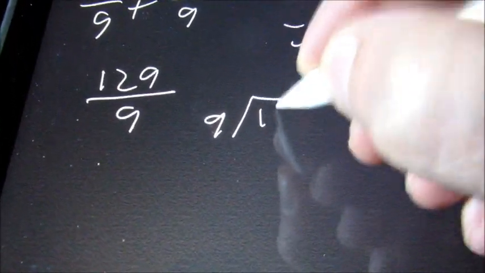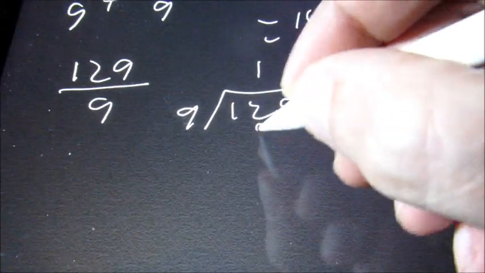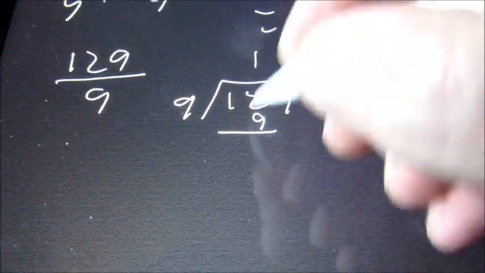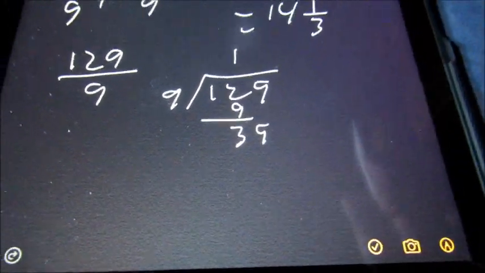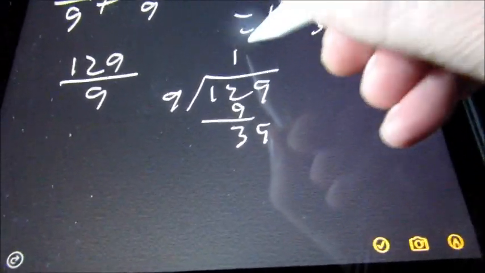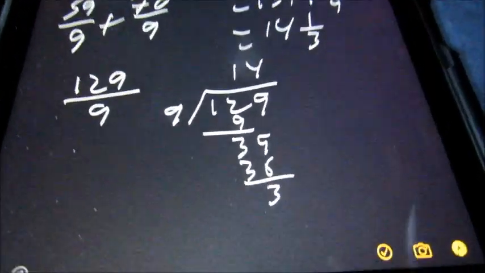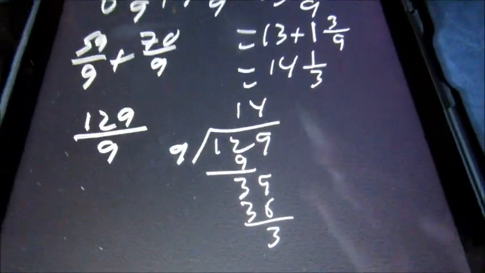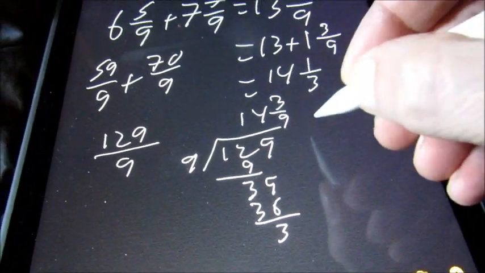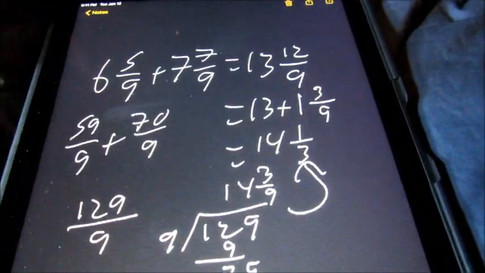So I'm going to go 9 into 129. 9 will go into 12 one time. 1 times 9 is 9. 12 minus 9 is 3. Bring down the 9. 9 will go into 39 4 times. 4 times 9 is 36. Subtract and get 3. And so I'll have 14 3/9, which again reduces to 14 1/3.